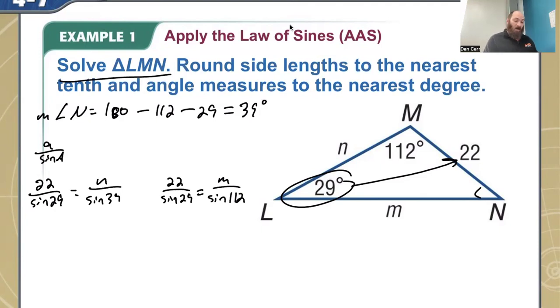When you do these problems, because I'm doing everything in degrees, make sure that your calculator is in degrees. So sine is going to be done in degrees in every single case here. From here, I can multiply both sides by sine of 39.